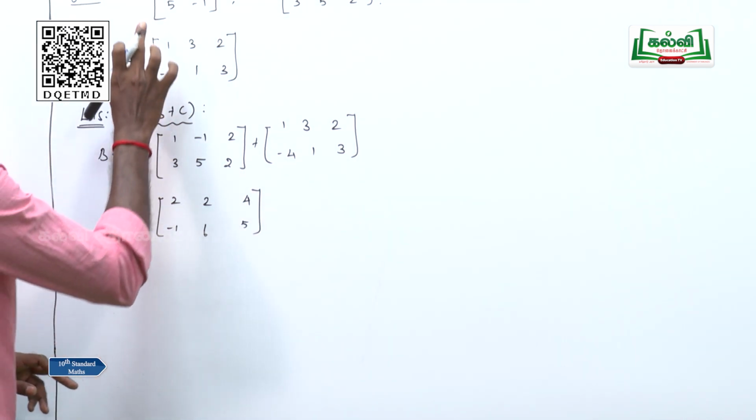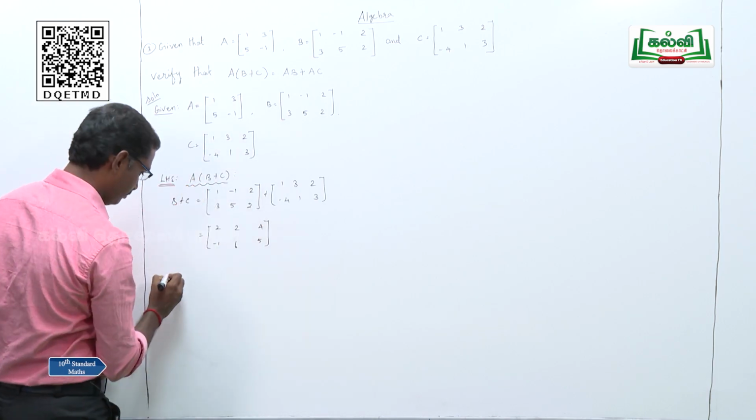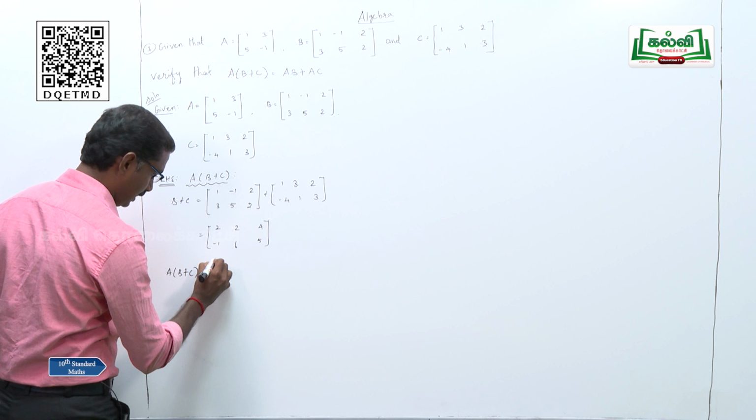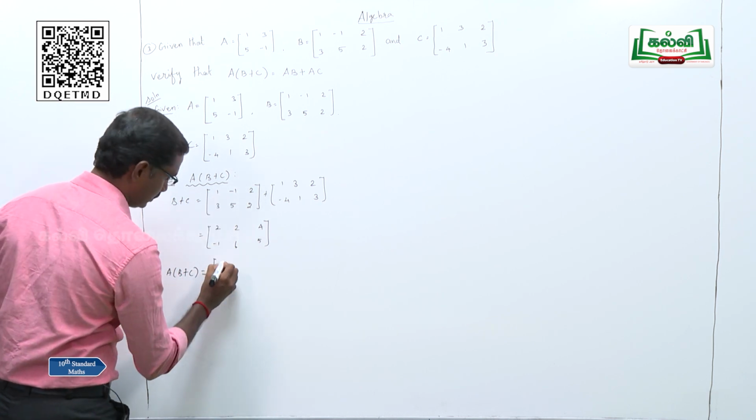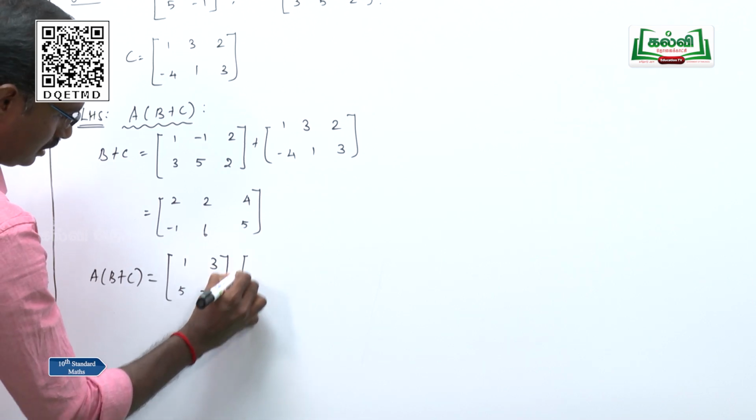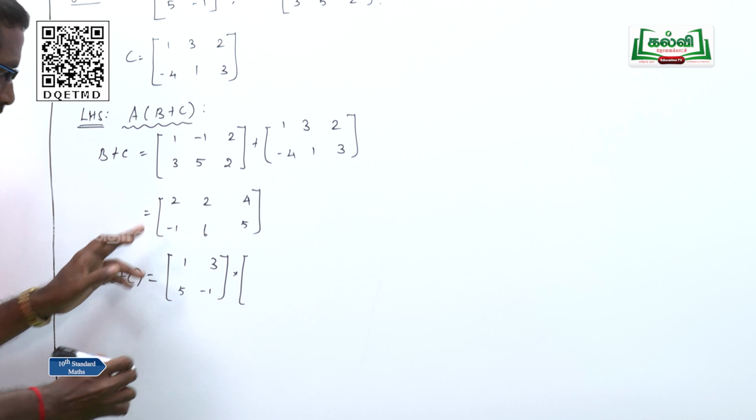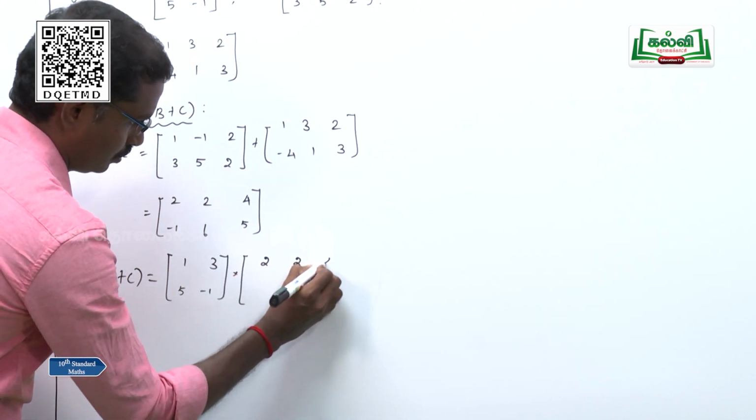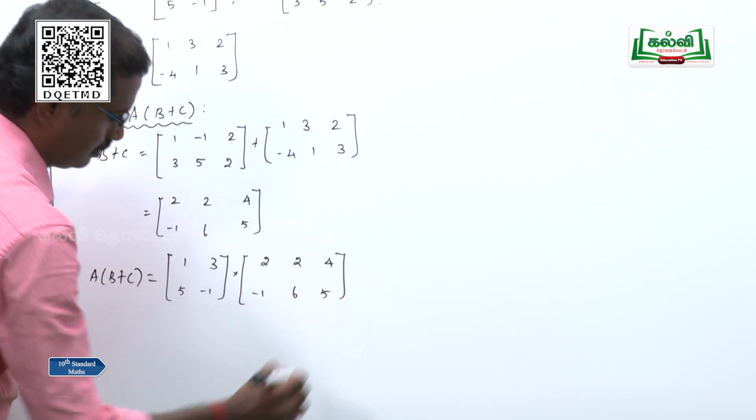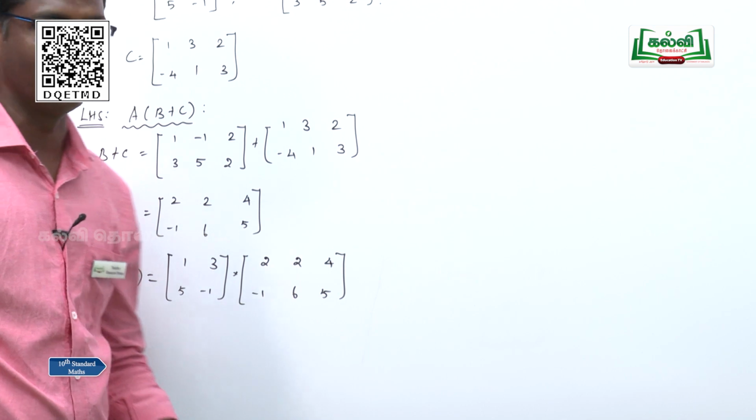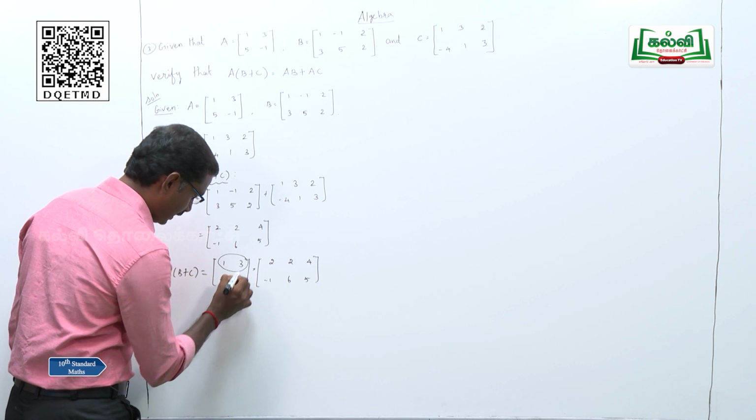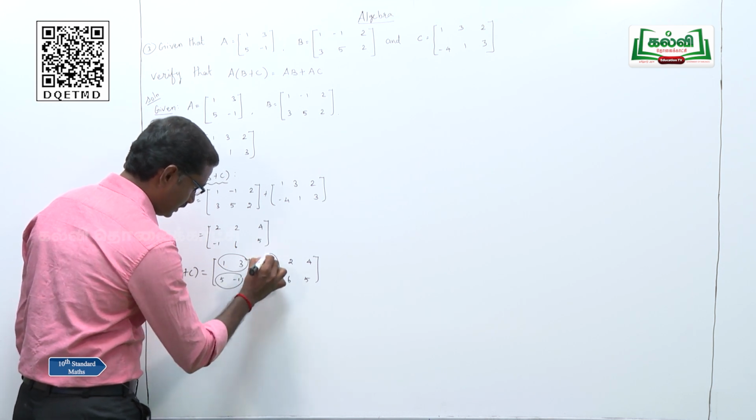Next, we have to find A times B plus C. Write A matrix first: 1, 3, 5, minus 1. Next, B plus C matrix: 2, 2, 4, minus 1, 6, 5. What is the rule for multiplication of two matrices? Very simple, row by column. So, circle row wise in first matrix, circle column wise in second matrix.